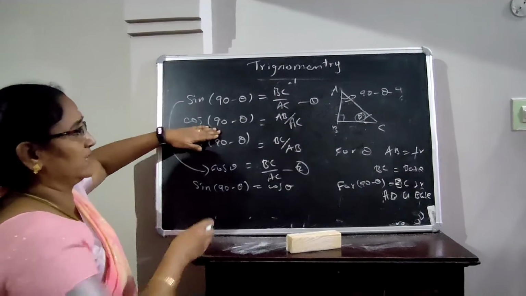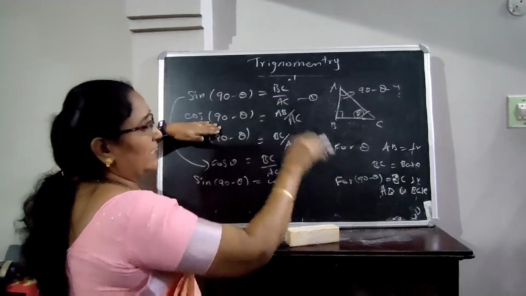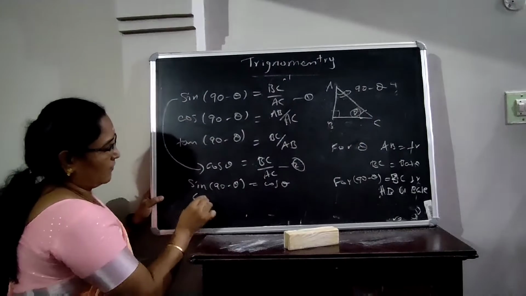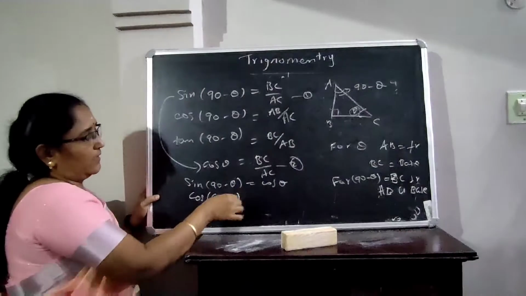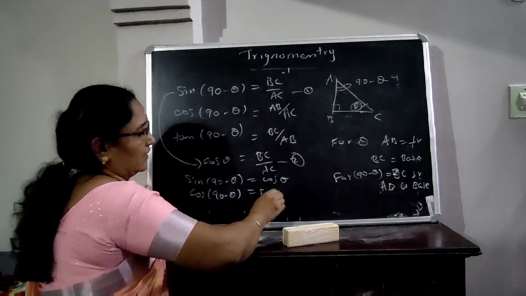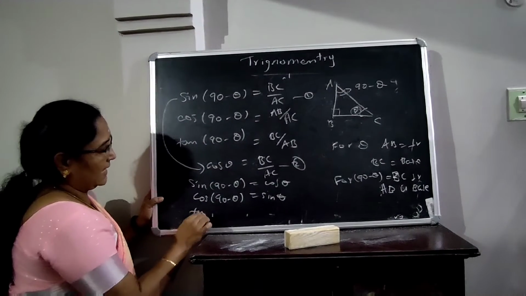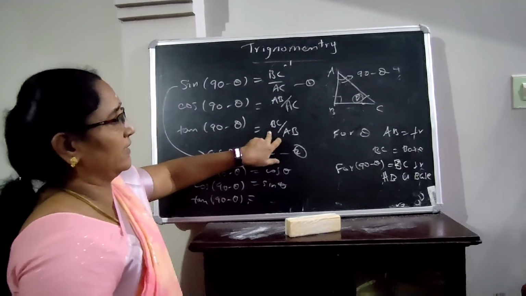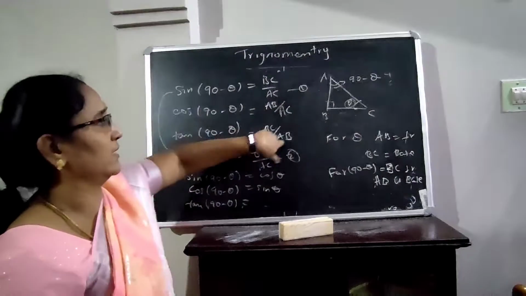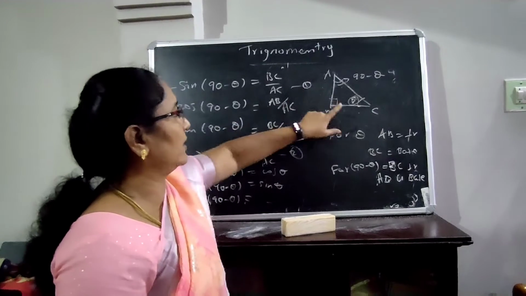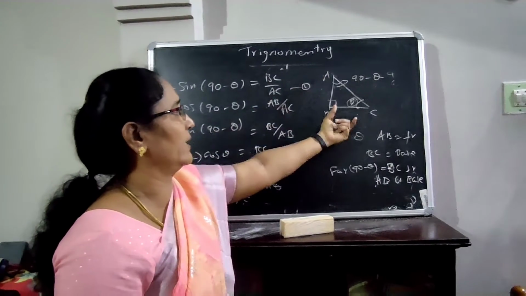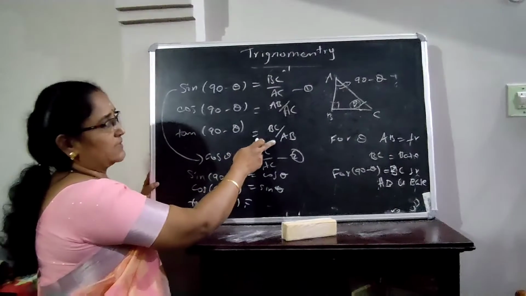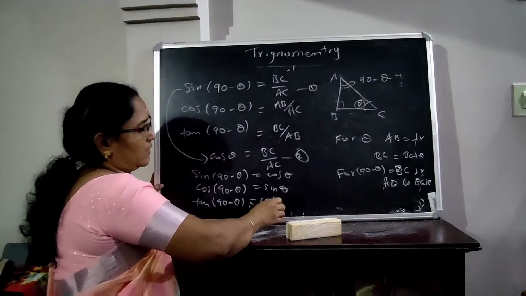Similarly, cos of 90 minus theta is AB by AC. So what is the value of sin theta? AB by AC. So cos of 90 minus theta equals sin theta. Then tan of 90 minus theta equals cot theta. Tan theta equals AB divided by BC, and cot theta equals BC divided by AB. Here also it is the same, so it equals cot theta.